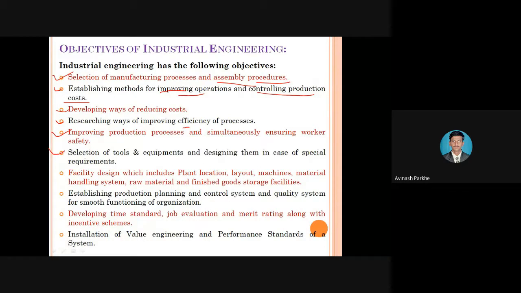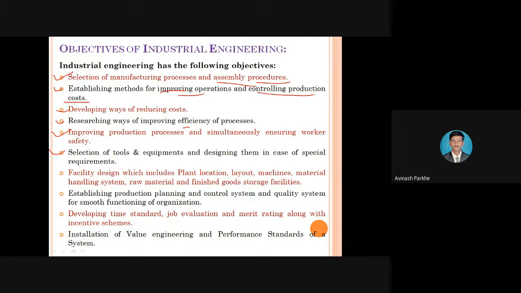Then selection of tools and equipment and designing them in case of a special requirement. Tools means whatever tools, machineries and equipments we are using to convert the raw material into finished goods, they should work in an effective manner. Sometimes in some machines, after 1 hour there is immediately a breakage of the tool, the coolant finishes, the oil finishes. It means this equipment creates problems again and again. Such types of equipment should not be provided in the production process.